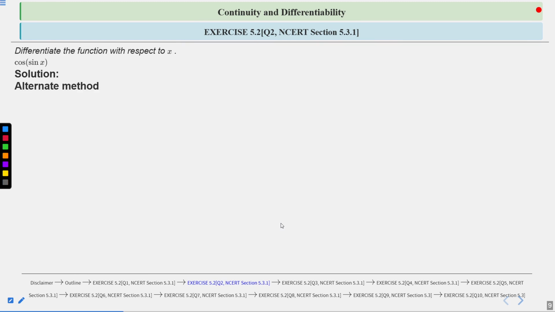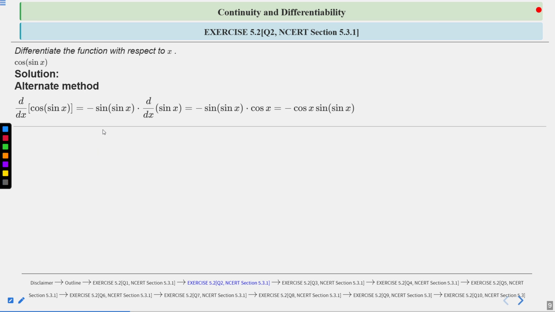So let us see an alternate method, which is the shortest method. You can directly apply the chain rule. d/dx of cos of sin x will be equal to minus sin of sin x into d/dx of sin x, which will be equal to minus sin of sin x into cos x, which comes out as minus cos x into sin of sin x, okay?